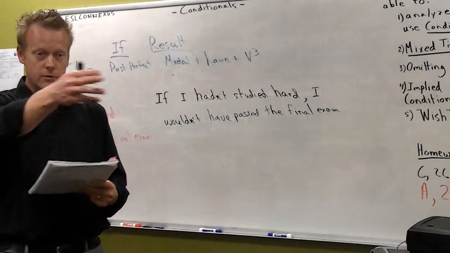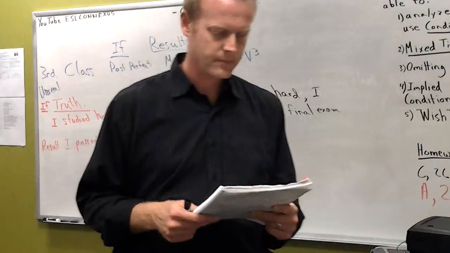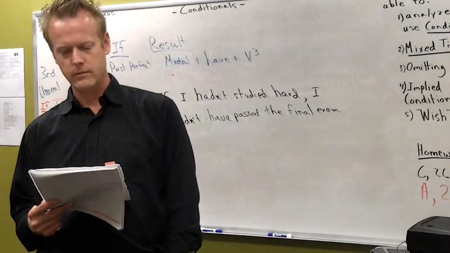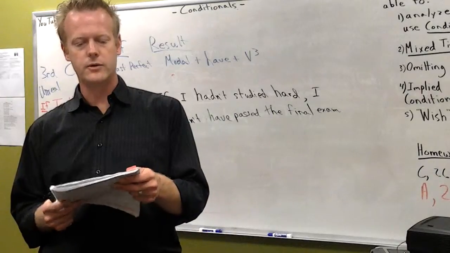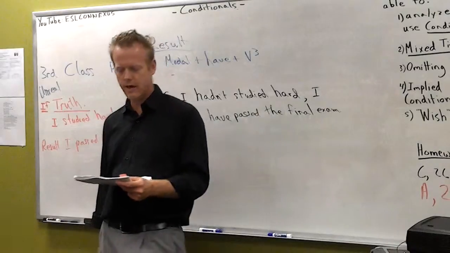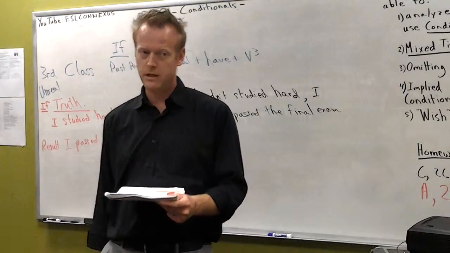Let's look at their examples. Will you read A for me, Dave? If you had told me about the problem, I would have helped you. Yeah, the truth is, did you tell me about the problem, Dave? No, you didn't. And did I help you? No. I didn't help you either.